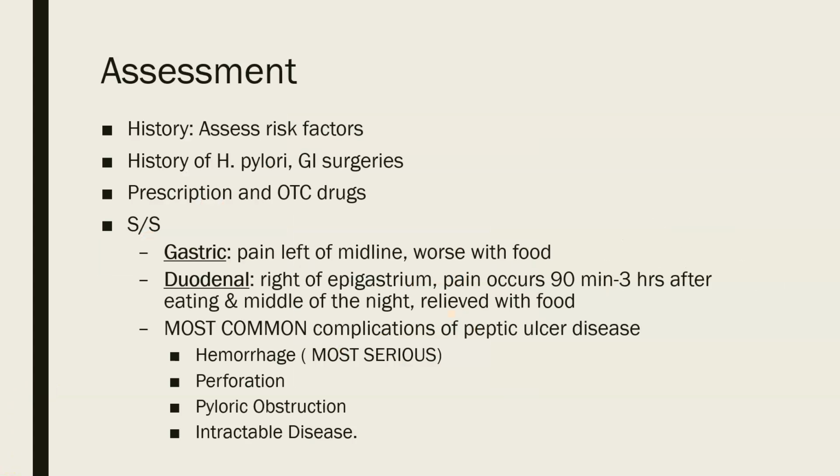Assessment. You want to make sure you assess risk factors, history of H. pylori infection or GI surgeries. You want to look at both their prescription and over-the-counter drugs. Gastric ulcers usually worsen with food, whereas duodenal ulcers are sometimes relieved with food. Most common complications of peptic ulcers are hemorrhage, which is the most serious, perforation, pyloric obstruction, and intractable disease.